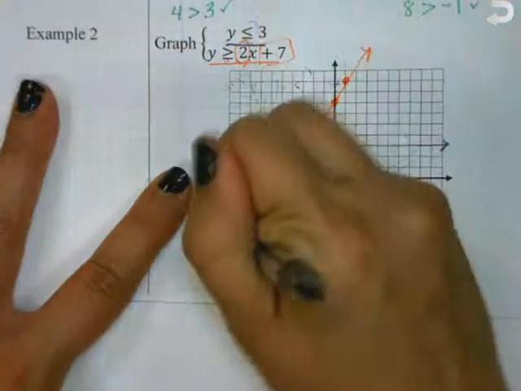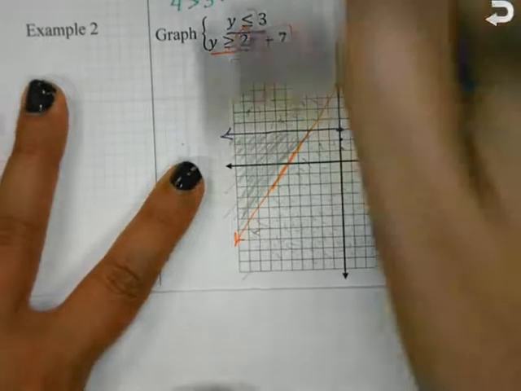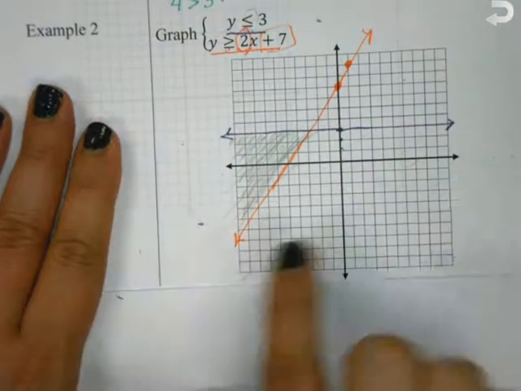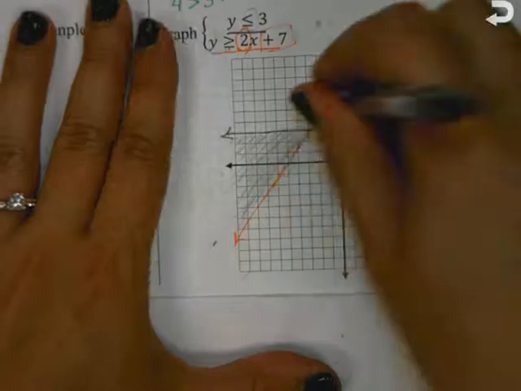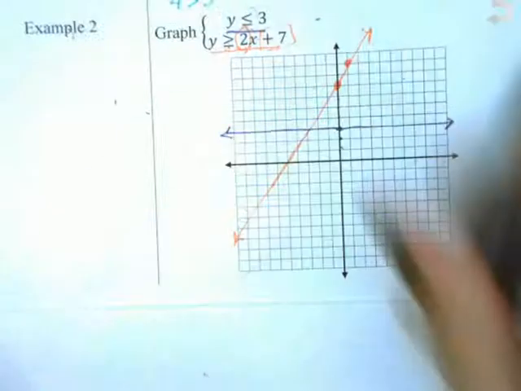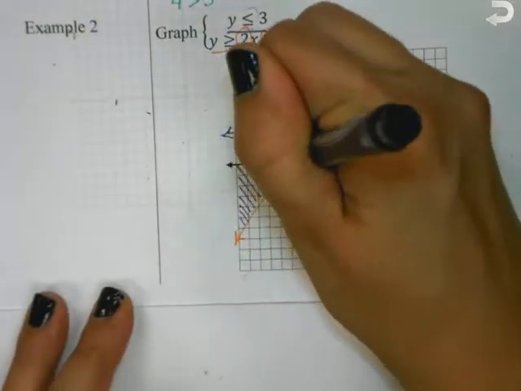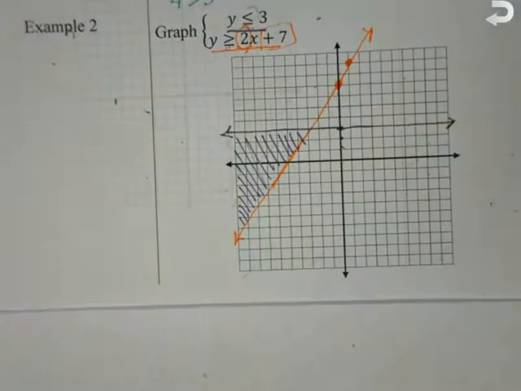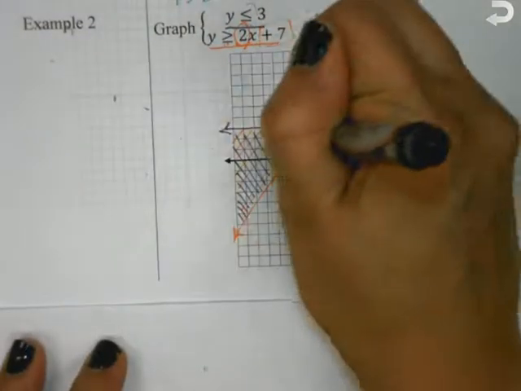So our answer is actually just that little space right there. Okay, so our answer is actually only in between the purple and the orange lines. Your answer is only ever going to be where it overlaps. Okay?